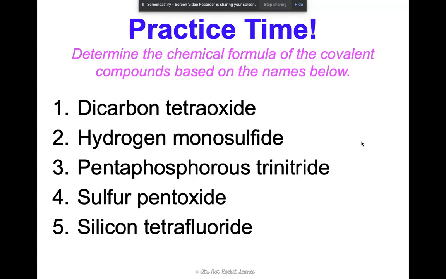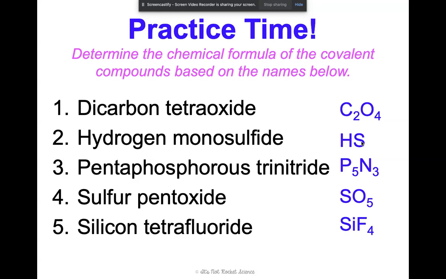Let's go ahead and practice this. We've got these 5 here. Go ahead, pause, figure them out, and then I will go through the answers here. So number 1, we have dicarbon tetroxide, C2O4. Hydrogen monosulfide is HS. Pentaphosphorus trinitride is P5N3. Sulfur pentoxide looks like this, SO5, and then silicon tetrafluoride looks like this, Si with F4.